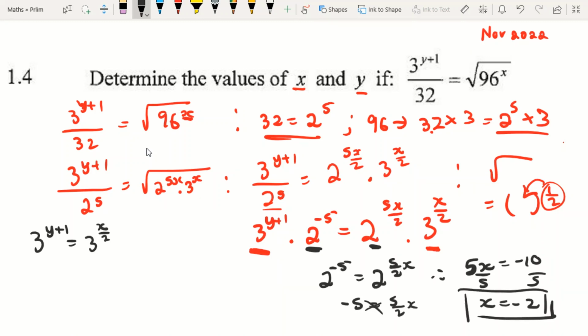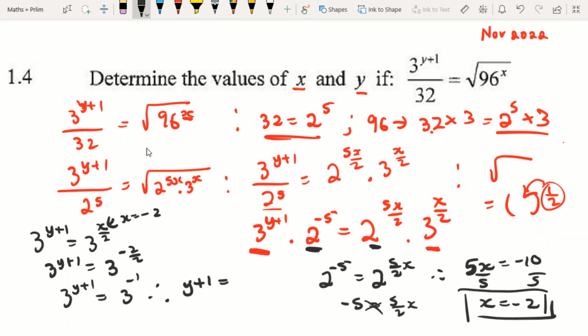So this is the first solution, and then you substitute it here. The x is equal to minus 2, so you have 3 to the power of y plus 1 is equal to 3 to the power of minus 2 over 2. You have 3 to the power of y plus 1 is equal to 3 to the power of minus 1. Drop the exponents. You have y plus 1 is equal to minus 1. Transpose this to the other side. You have y is equal to minus 2, right? So you're done solving this problem here.